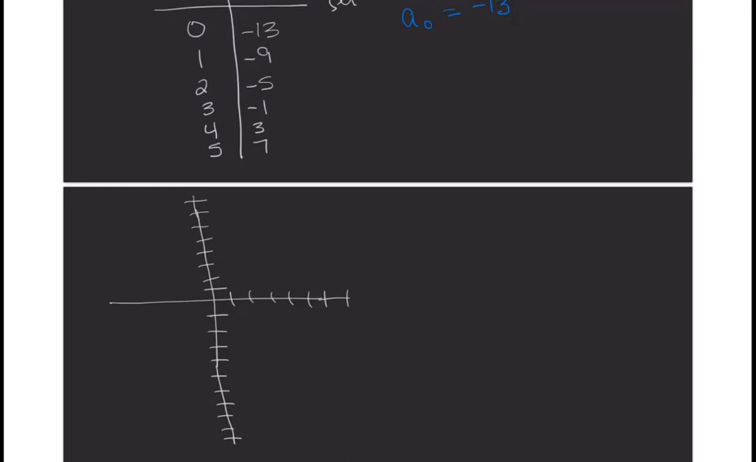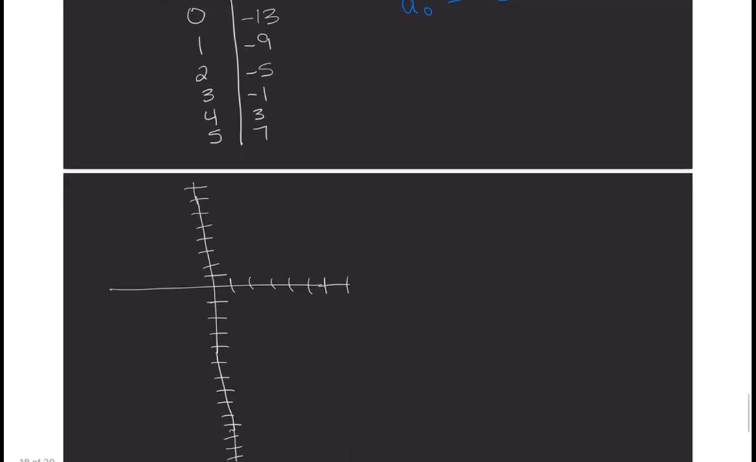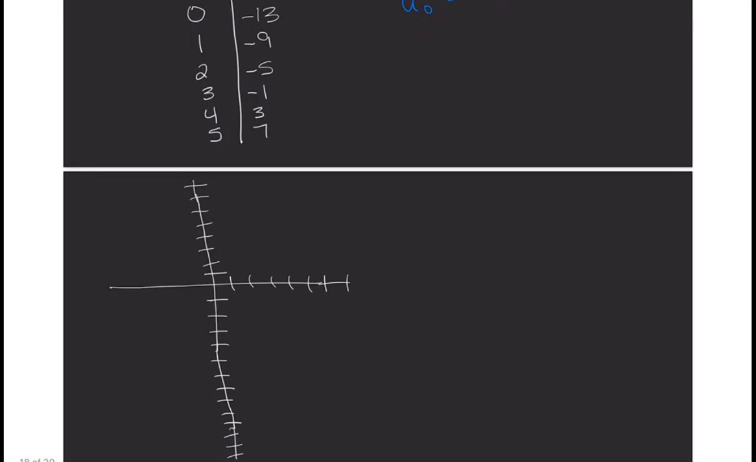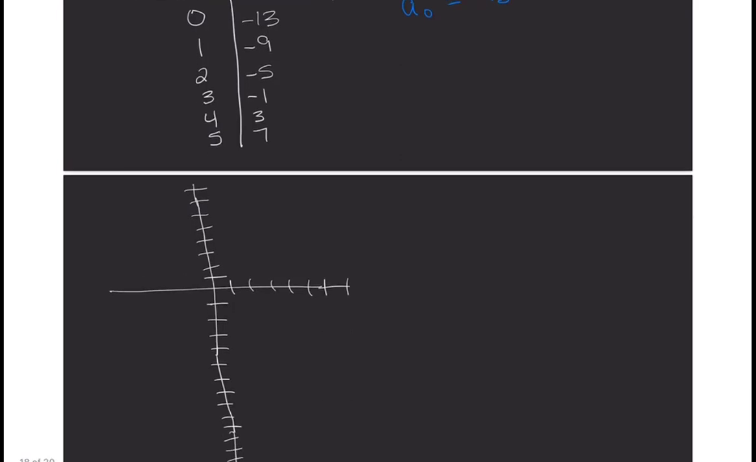So let's see what happens if we plot these points. Oh, we got 1, 2, 3, 4, 5, 6, 7, 8, 9, 10, 11, 12, 13. Looks like a little skeleton up there. Halloween. So where do we want to put one of our points? Could we go 0, negative 13? We put one there.